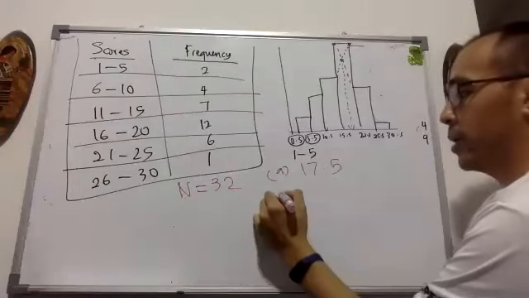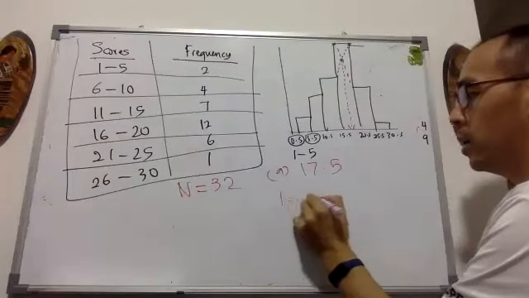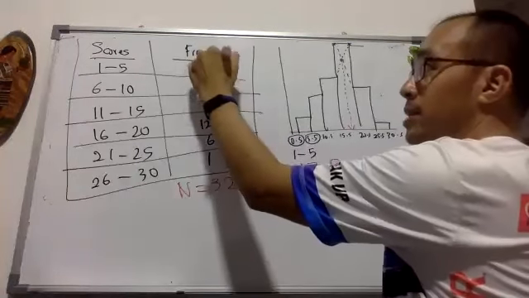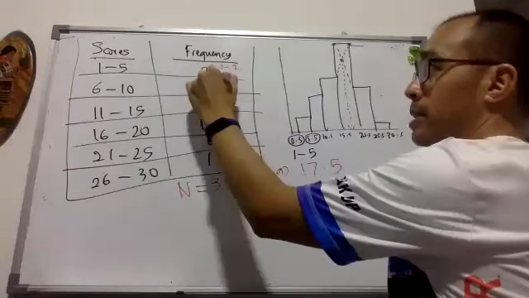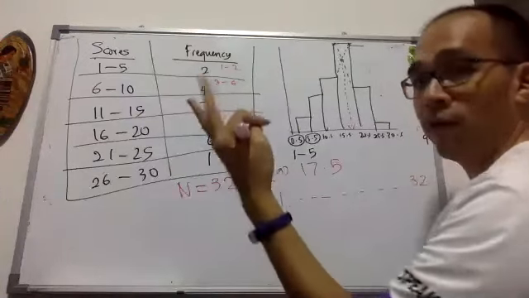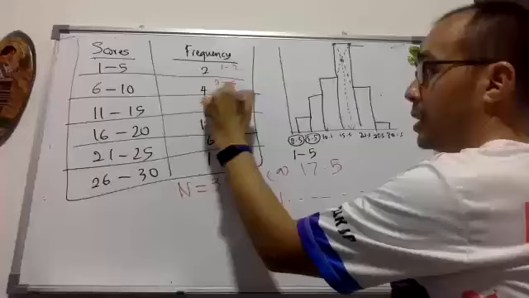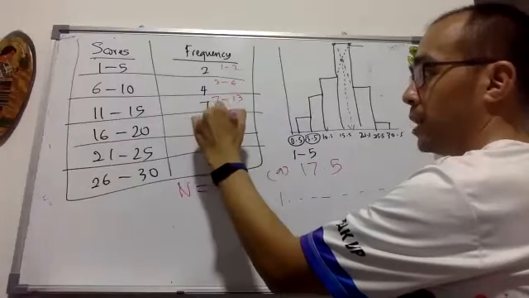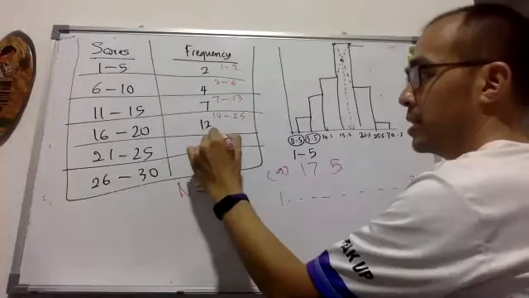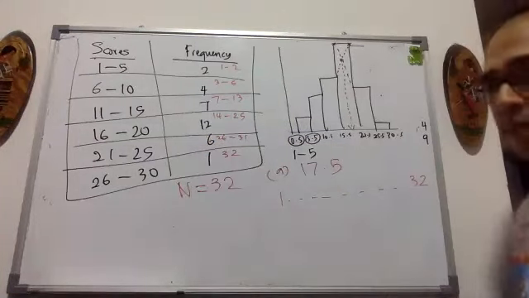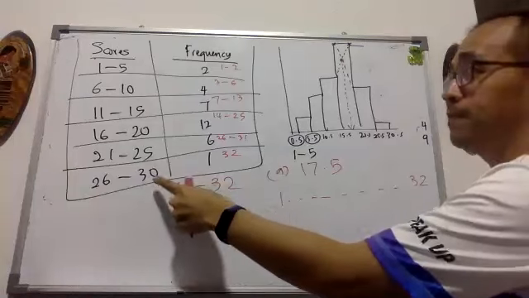So let's arrange them once again, from number 1 all the way until number 32. If I were to number this, this is number 1 to number 2. This is number 3 to number 6. This is number 7 to number 13. This is number 14 to 25. This is 26 to 31, and this is the 32nd person. The very last person is in this group.